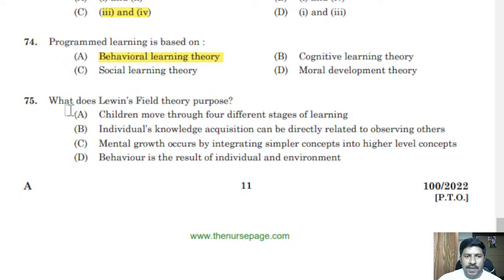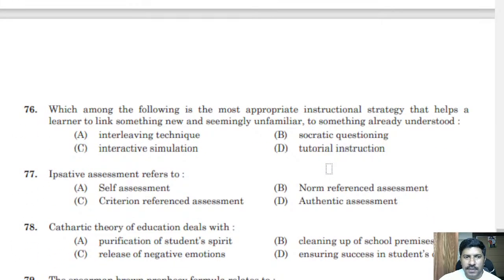75th question. What does Lewin's field theory propose? Correct answer: behavior is the result of the individual and environment. Lewin's field theory proposes that behavior is the result of individual and environment. 76th question.